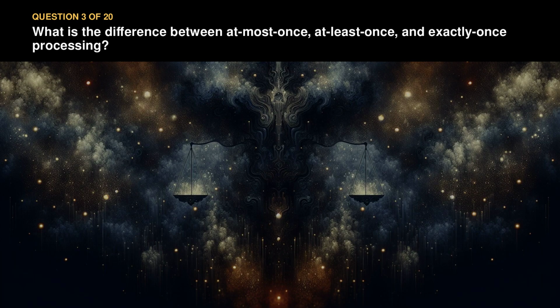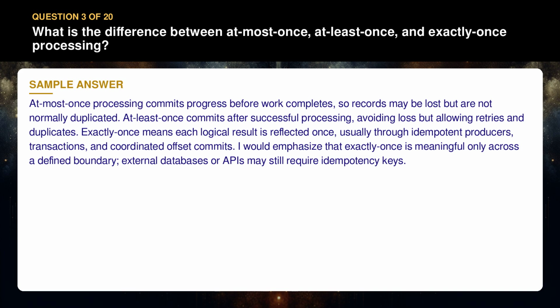Question 3. What is the difference between at most once, at least once, and exactly once processing? At most once processing commits progress before work completes, so records may be lost but are not normally duplicated. At least once commits after successful processing, avoiding loss but allowing retries and duplicates. Exactly once means each logical result is reflected once, usually through idempotent producers, transactions, and coordinated offset commits.